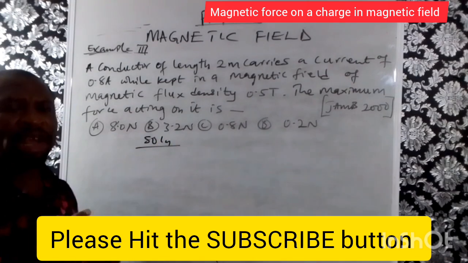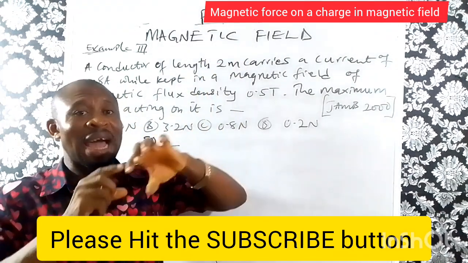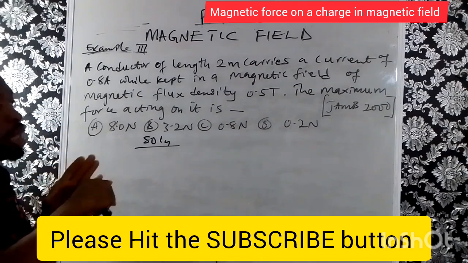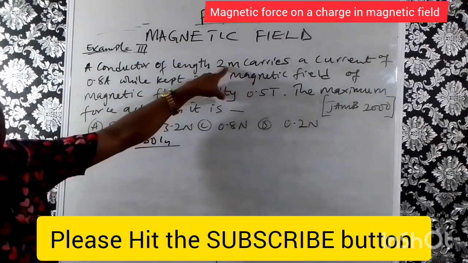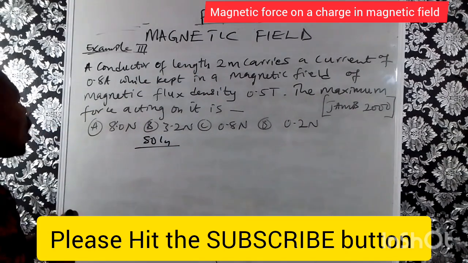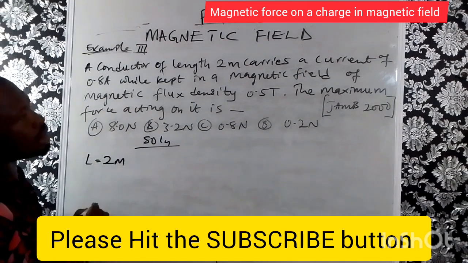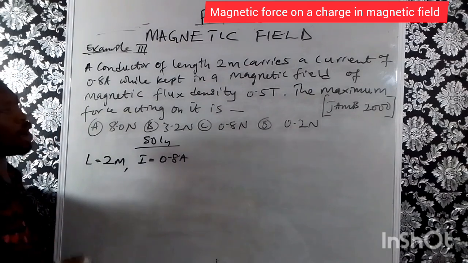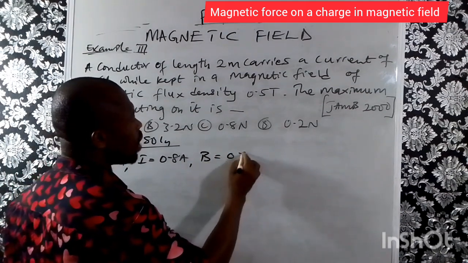Solution. Now, all this while we have been dealing with magnetic force when the charge is moving at a certain speed. Now, from this question, it is just kept in a magnetic field, and we have just a conductor that is carrying a charge. Now, all we need to do is to x-ray this. We have that the length of that conductor is 2 meters. It is carrying current. The current now is 0.8 ampere, while kept in the magnetic field of flux density. Now, B there is 0.5 Tesla.